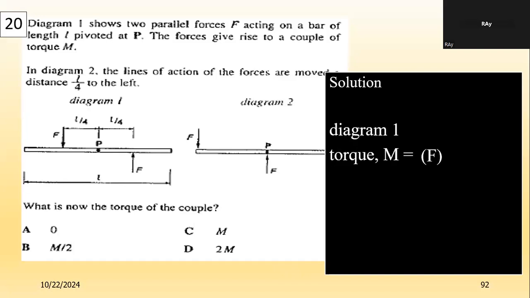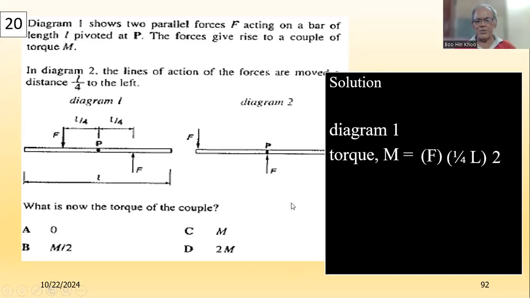Solution, diagram 1. Right, torque M equals F times a quarter L, and times 2 because both of them are the same. This one times perpendicular distance, that force times perpendicular distance, so you can add them up. So it's half FL.